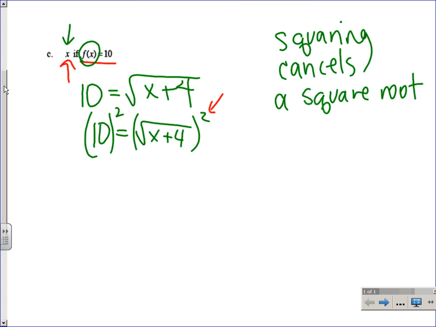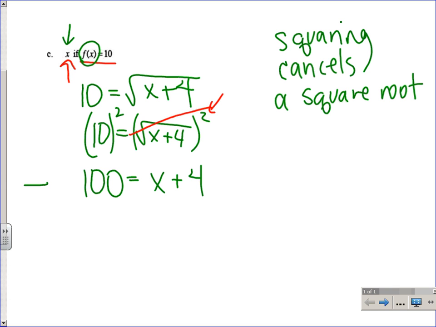All right, let's work left to right. What is 10 squared? Oh, it's 100. 10 times 10 is 100. Like I said, now this square and this root cancel. So I have x plus 4 remaining. What is underneath the root stays exactly the same. You're not squaring inside the root because the root canceled. That's what the square did. It just canceled the root. It did not affect anything inside of the root.